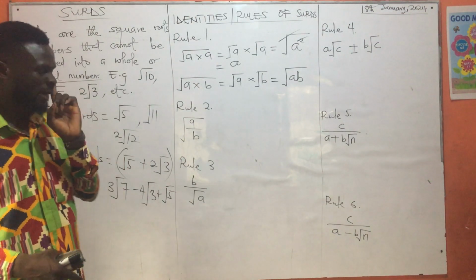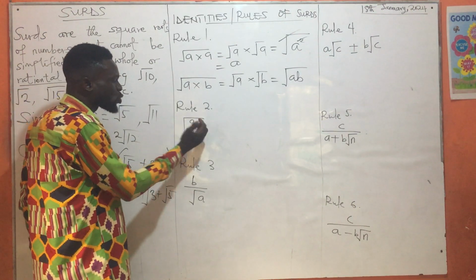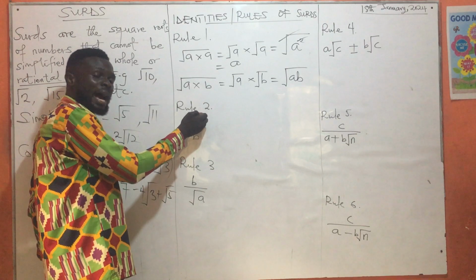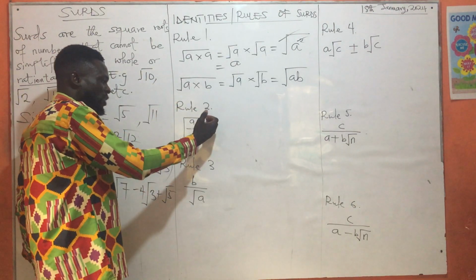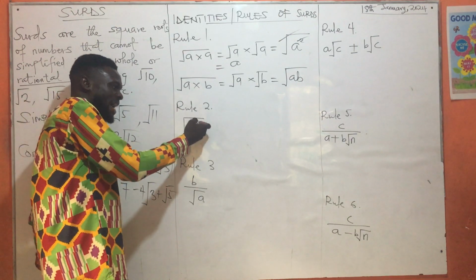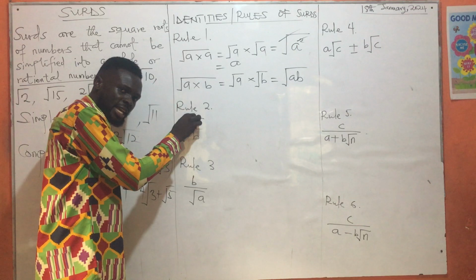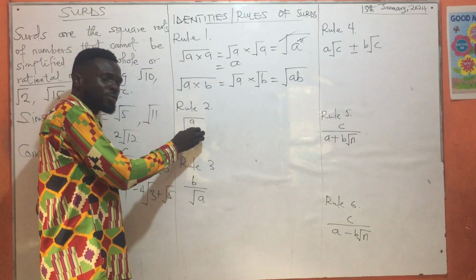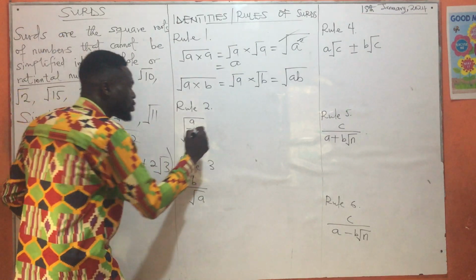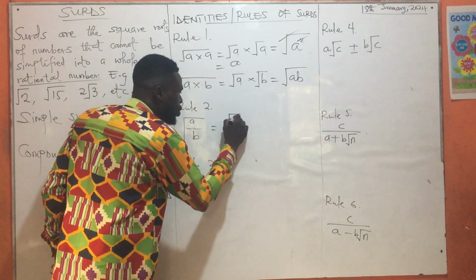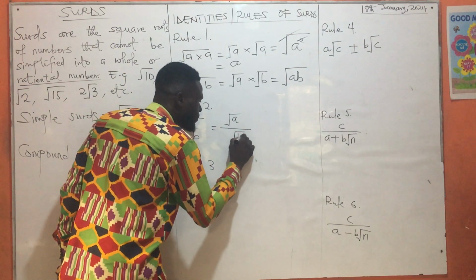Rule 2 is also saying that when you have the square root of a number over another number, this square root is for the A, and the square root is also for the B. So with this, it can also be written as the square root of A divided by the square root of B.